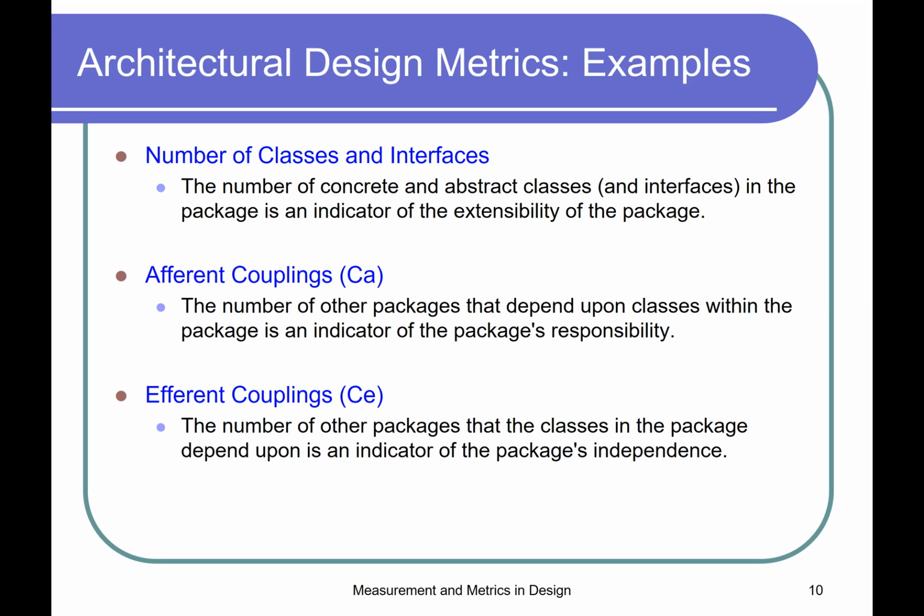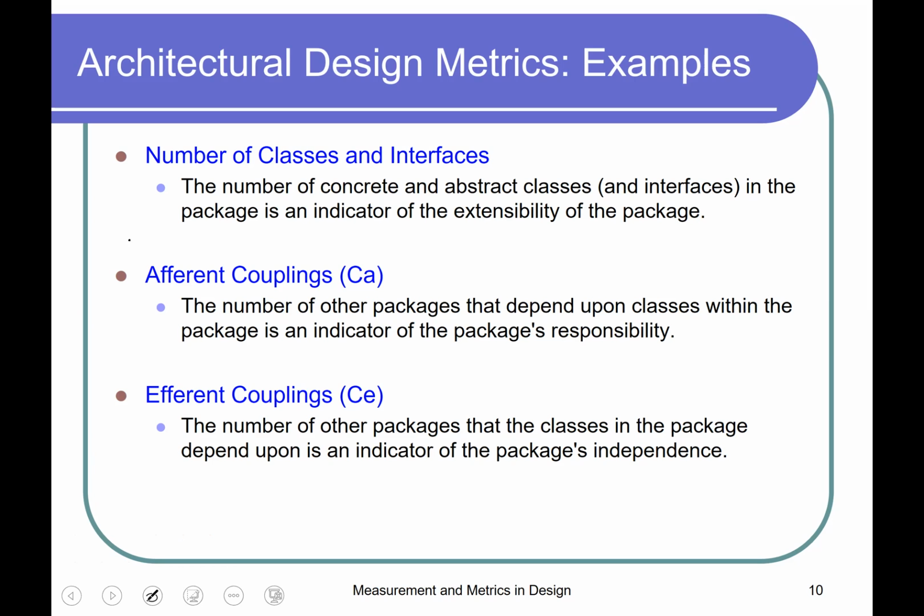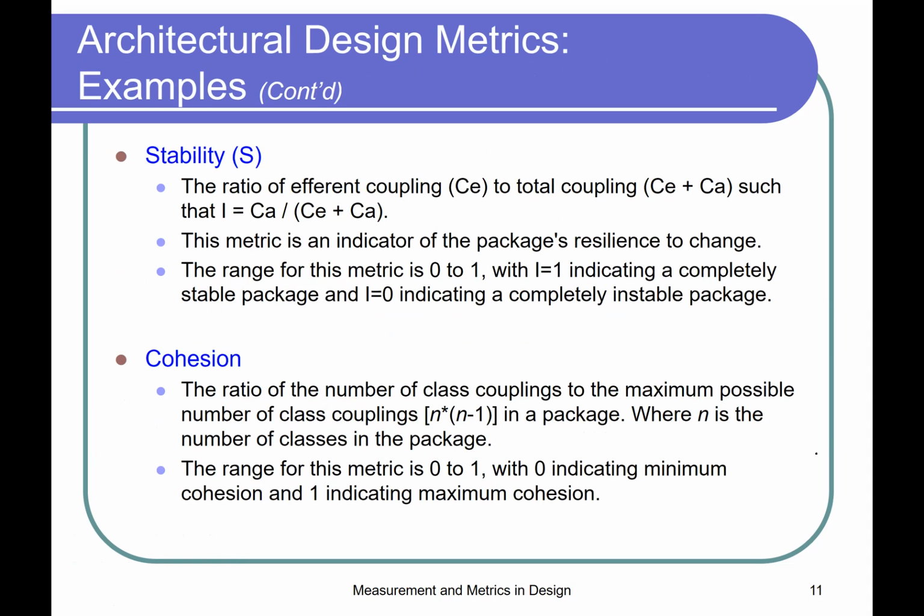The next two we've already seen before, and these are the afferent coupling and the efferent coupling, and those are the ones that let me judge the stability. Remember the ones with the class diagram, sorry, with a class, and we see how many incoming arrows and outgoing arrows. So we've already seen this before, and we were able to calculate the stability metric.